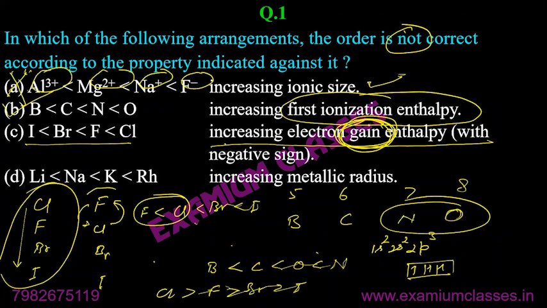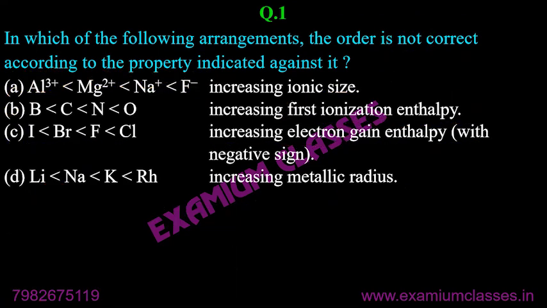So because this is correct, hence not the answer. Now the last one, lithium, sodium, potassium, rubidium. Increasing metallic radius. When we move down the group, metallic character increases.